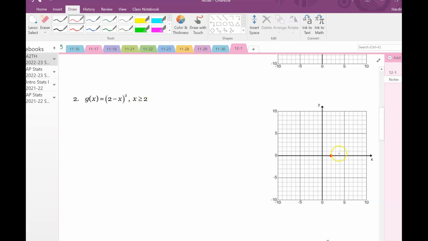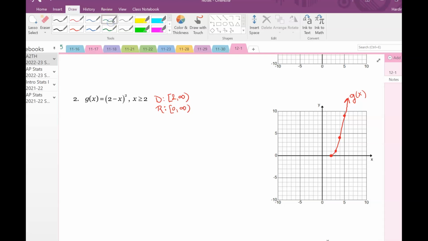So from here, we're going to plot points just with x values larger than 2. So when x is 3, we are at 1. When x is 4, 2, 3, we're at 4. Over 1 up 5, 1, 2, 3, 4, 5. There we go. So this is the graph of g of x. The domain for g of x, as given there, is from 2 to infinity. The range for g of x is from 0 to infinity.